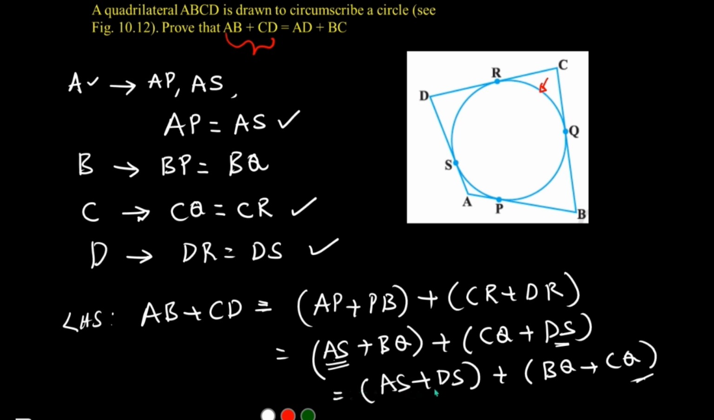Now AS plus DS is the full length, that is, it is equal to AD. So it is AD plus, similarly, BQ and CQ. What is the sum of these? It's the total distance, BC. So we have proved that AB plus CD equals AD plus BC.